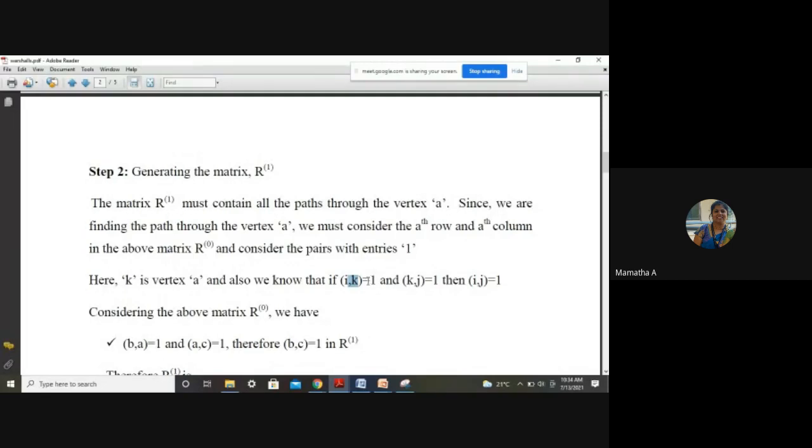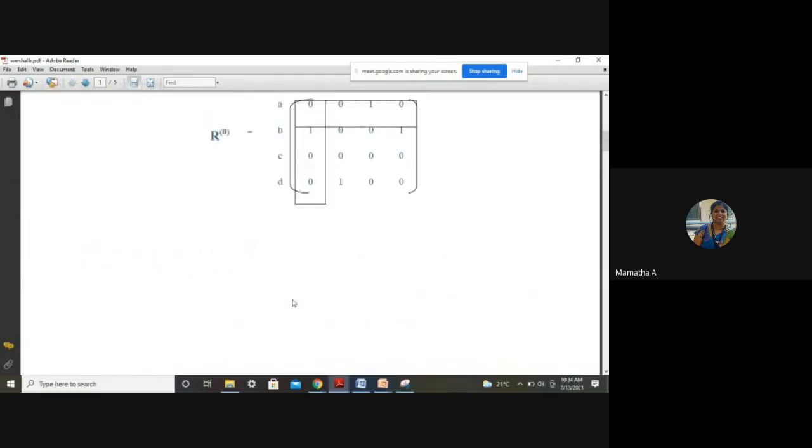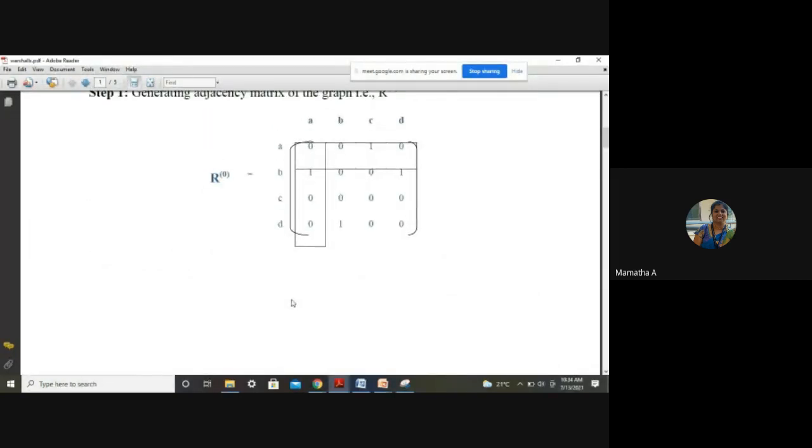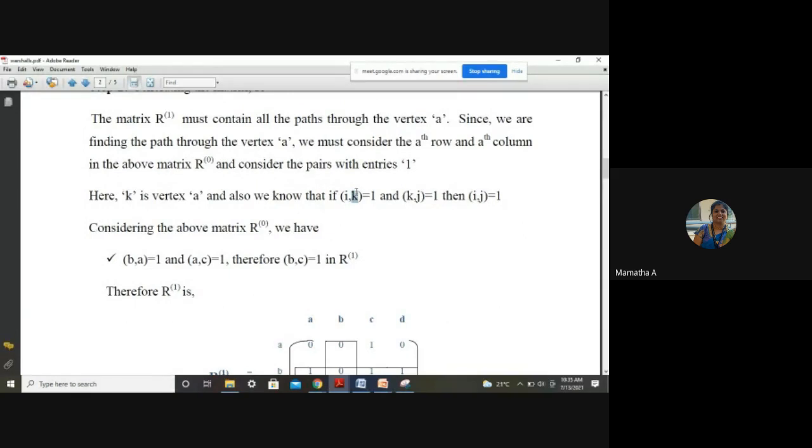Wherein I should consider only which row? A row and A column. And I should make the combinations. Okay, how do I make that? Just observe. Considering the above matrix R0, first you should consider the entries with only ones. First you should consider the column, then the row. You can observe A first acts as the column here. Next, A acts as the row. So you should combine them and make all the possibilities.